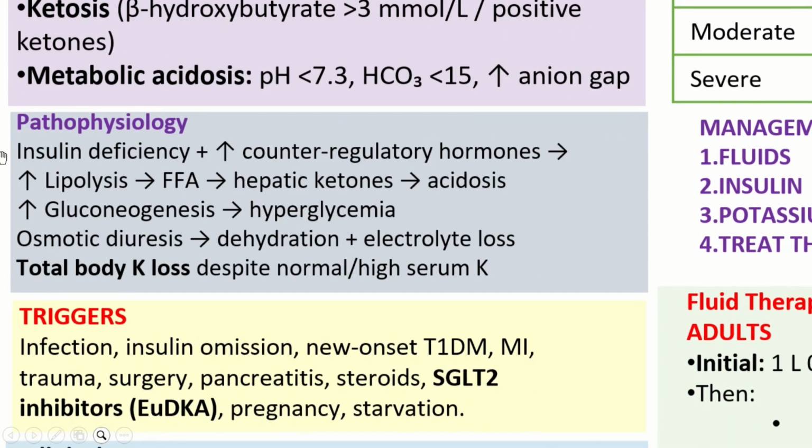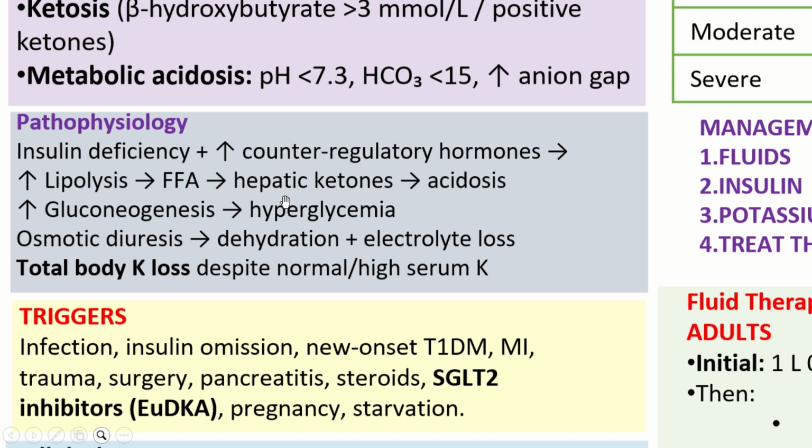So what happens is that when we have insulin deficiency, counterregulatory hormones are going to be high, or if we have increased counterregulatory hormones like glucagon and cortisol, these are going to cause a number of things. One of them is lipolysis, the first pathway. When we have lipolysis, we're going to have formation of free fatty acids from lipids. And these free fatty acids are converted into ketones in the liver, and these are what cause the acidosis. Then we have gluconeogenesis, where we form glucose from sources other than glycogen. And we have hyperglycemia setting in.